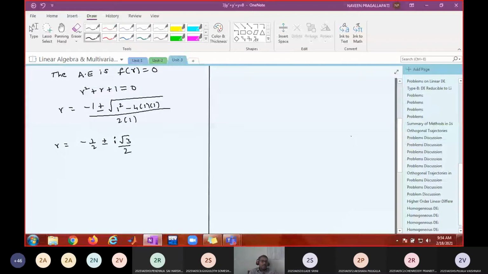So what is a, what is b here? a is minus 1 by 2, b is root 3 by 2. a plus or minus ib. Therefore, because roots are complex conjugates, what is the general solution? y equal to e power ax, that is e power minus 1 by 2 into x, c1 cos bx, where b is root 3 by 2, so cos of root 3 by 2 x, plus c2 sin bx, that is sin of root 3 by 2 x. Is that fine?